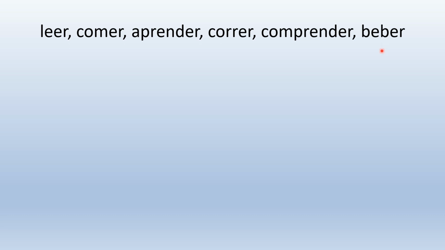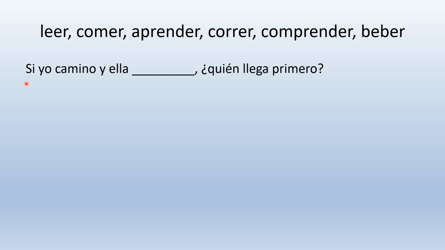So let's look at our first example. Si yo camino, if I walk, y ella, and she blank. ¿Quién llega primero? ¿Quién is a question word to mean who. Llegar, as we just learned, means to arrive. So who arrives? Primero is first. So, si yo camino y ella.